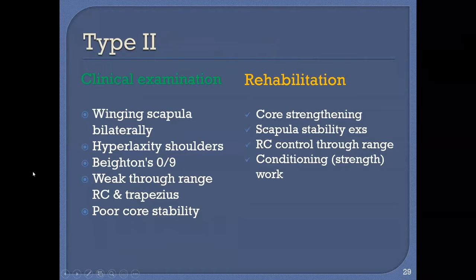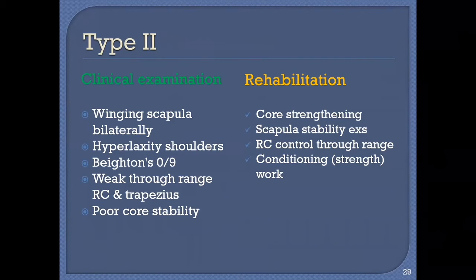So on clinical examination, just these few things that I'd picked up. She had quite a poking chin posture with winging scapula bilaterally. She did have hyperlaxity in her shoulders of 3 out of 3, but Beighton score is actually 0 out of 9. I felt that she was just functionally weak through range of rotator cuff and also her upper trapezius, and she had generally poor core stability.